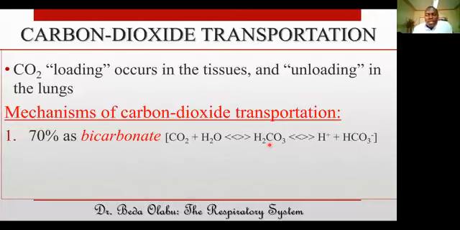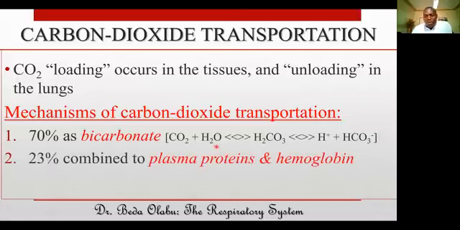This weak carbonic acid then dissociates into two: hydrogen ion and bicarbonate. So this bicarbonate here is the one that is carrying, sorry, carrying carbon dioxide molecule. 70% of carbon dioxide is transported in blood through that mechanism.